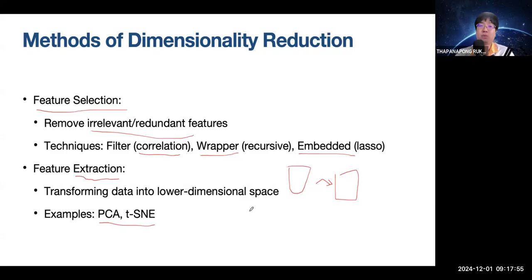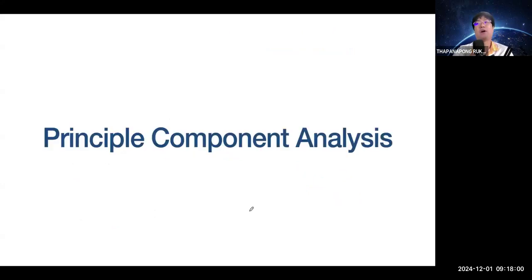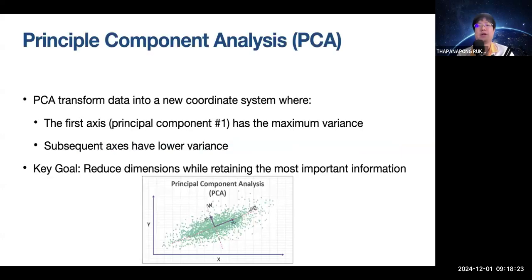Okay, so let's move on to the next part. The first technique that we are going to learn today is called principal component analysis. And this is the most common method for dimensionality reduction. So when people want to reduce dimension, they would try this one first. So what is PCA, right?